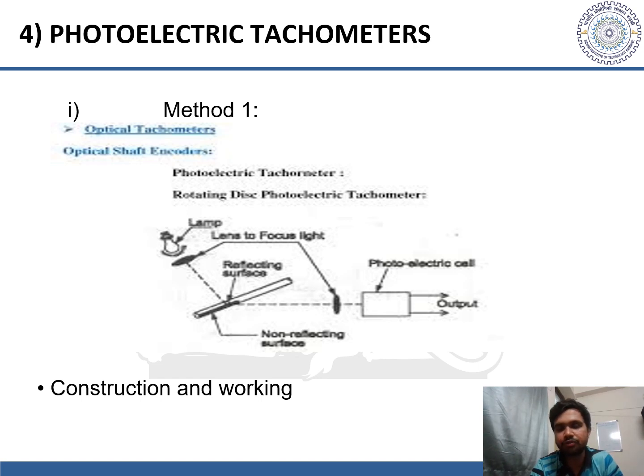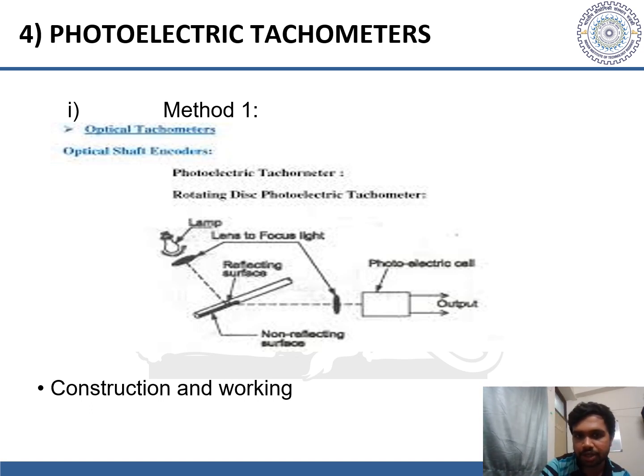Now let us go through the photoelectric tachometers. In a photoelectric tachometer, the measurement of speed is done using light energy which is converted into electrical energy. There are basically two methods to perform this. Let's see method number one. When looking into the construction, there is basically a lamp which acts as a light source. There are two lenses, a shaft which is connected to a reflecting surface, and a photoelectric cell.